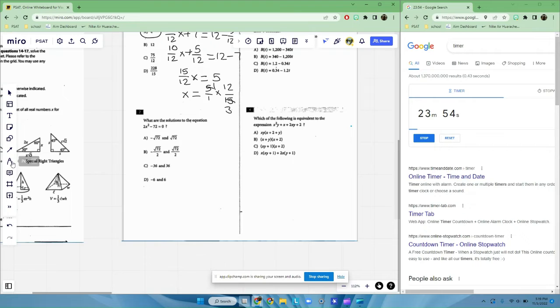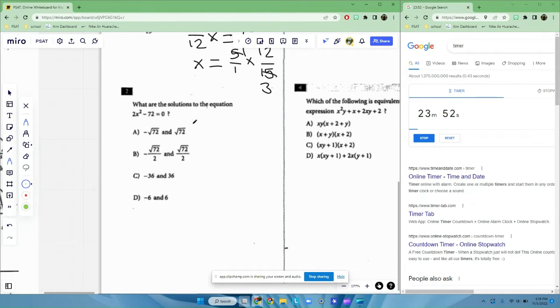Okay, so this has to do with square roots. So a simple way to solve this, you can take 72 to the other side. So 2x squared is equal to 72. Since it's negative here, it becomes positive there. Since it's multiplication here too, take it to the other side. You divide it, and 72 by 2 is 36. So now we know that x can be minus 6 or positive 6. So our answer is D.